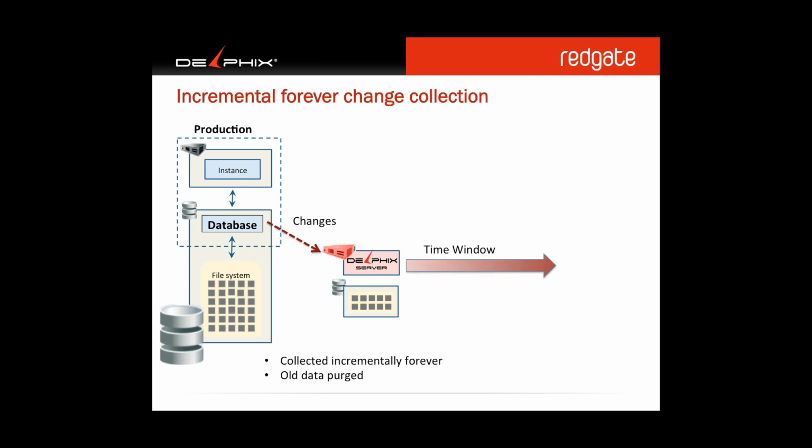And then after that initial one-time-only link, Delphix collects incrementally and forever changes from that source database. And we say this in a time window, and any data older than the time window is purged. This time window is typically several weeks wide, meaning I can create clones anytime from within that time window.